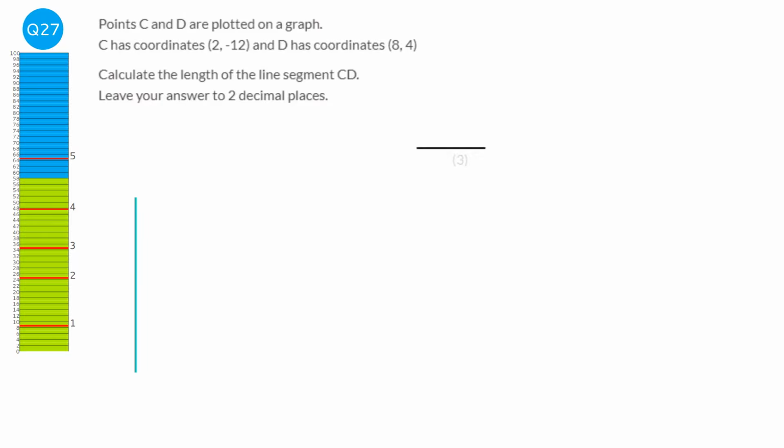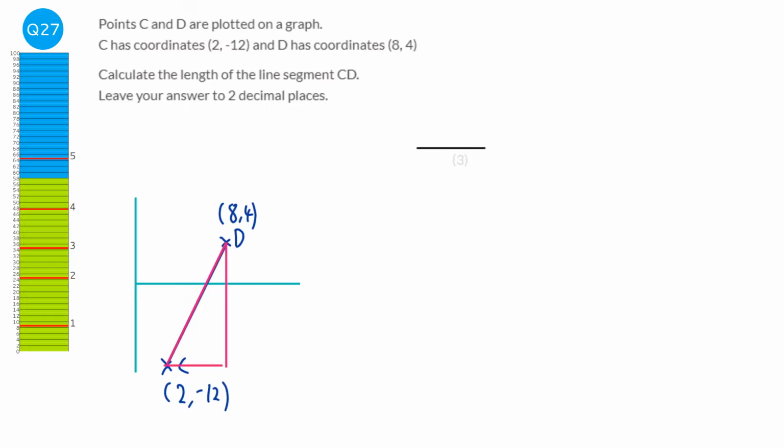If we try and visualize this question on a graph, then we've got C, which is somewhere here at coordinates 2, minus 12. And we've got D, which is somewhere here at coordinates 8, 4. We're asked for the length of the line segment, so we're asked for this distance here. We can actually make a right angled triangle with this line segment, and we've got to find out what each of the sides is going to be.